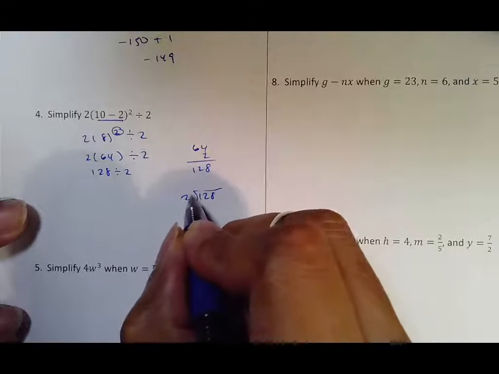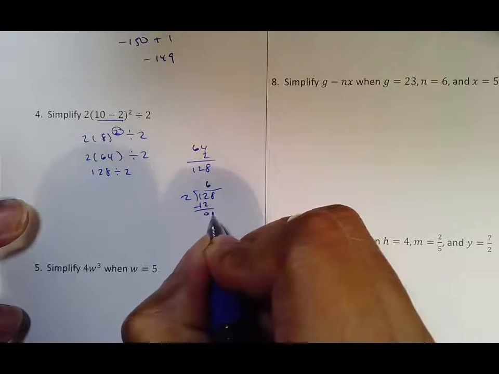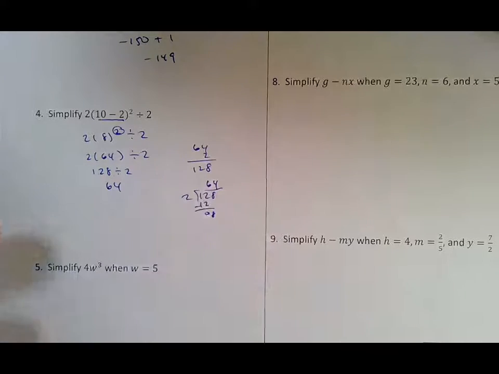2 does not go into 1, but it does go into 12. 6 times, with nothing left over, bring down the 8. 2 goes into 8 4 times clean, which means my answer should just be 64. All right.